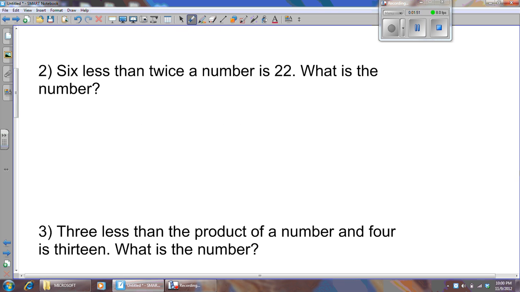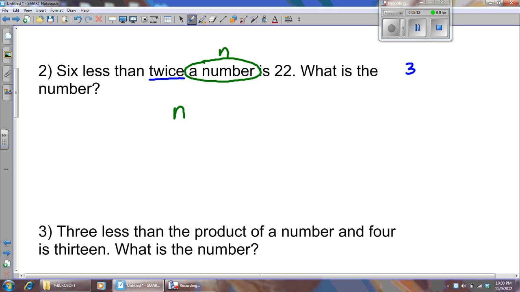Okay, so let's try another one here. We need 6 less than twice a number is 22. What is the number? Well, again, I'm going to start with a number. I don't know what a number is. That's n. So I'm going to put an n down. Now, I need twice this number. Well, how do I get twice a number?